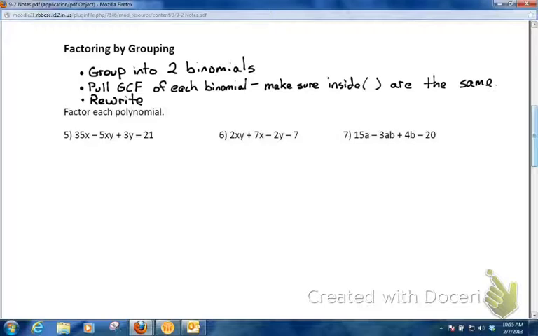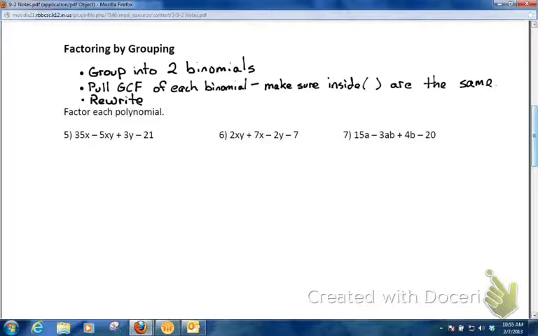Okay, in this part we are going to talk about how to factor by grouping. If you see our 3 examples at the bottom there, number 5, 6, and 7, you'll notice that all 3 of them have 4 terms. So I've given you some rules here on how to factor by grouping.